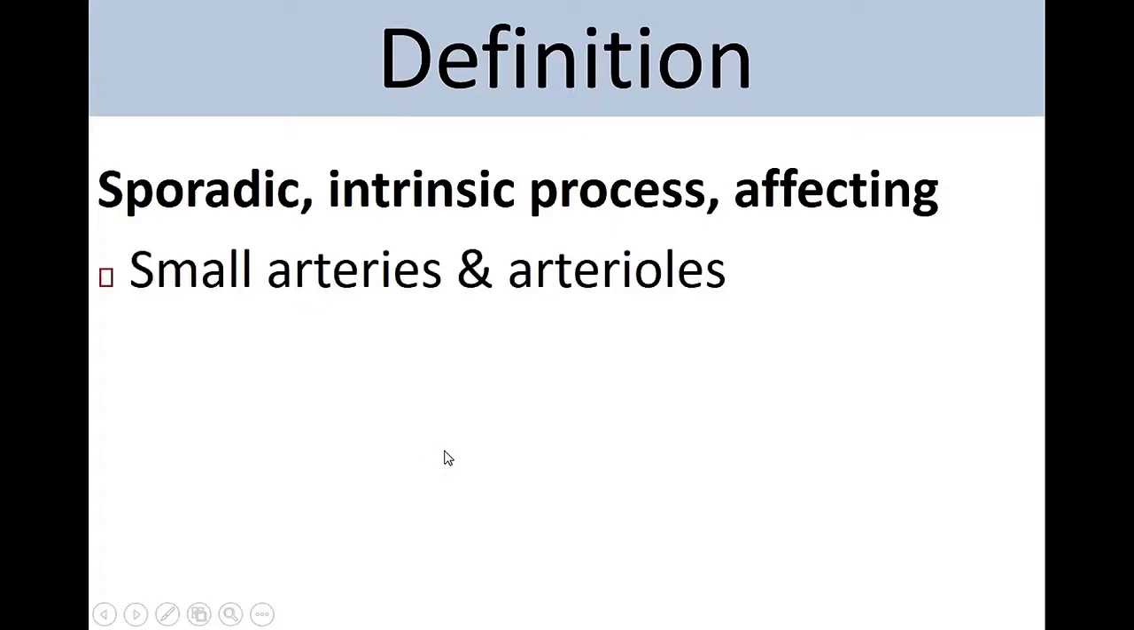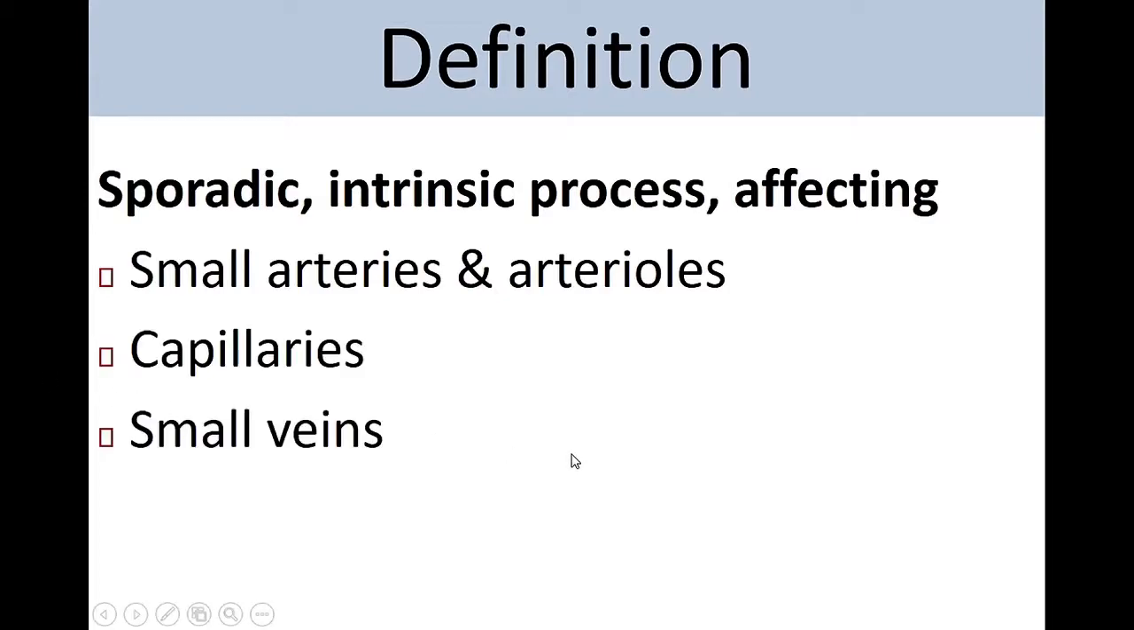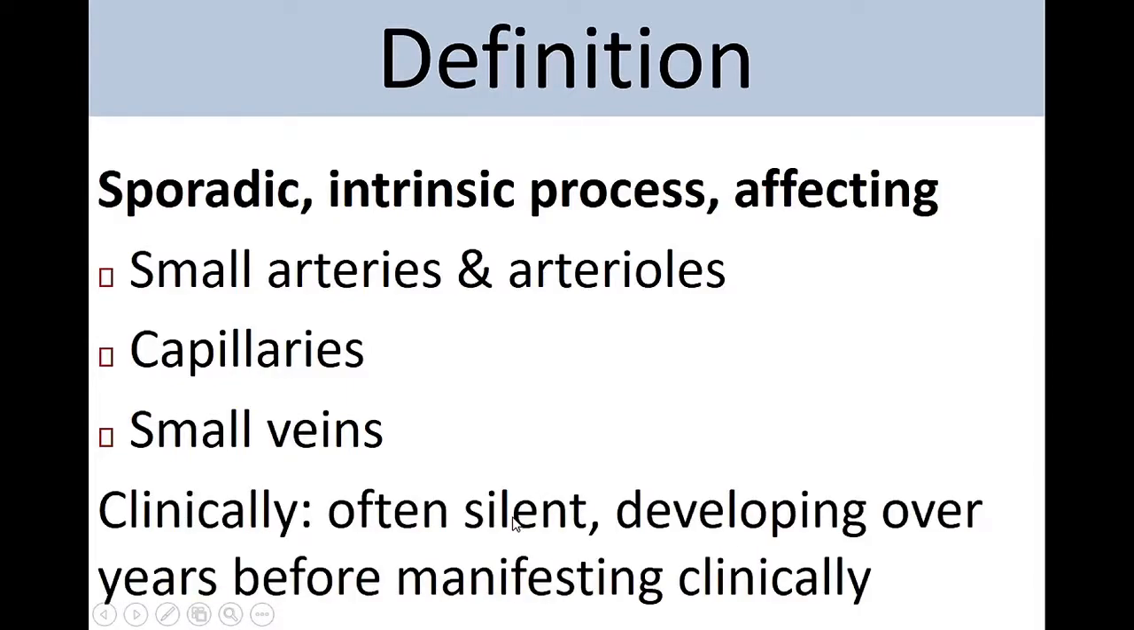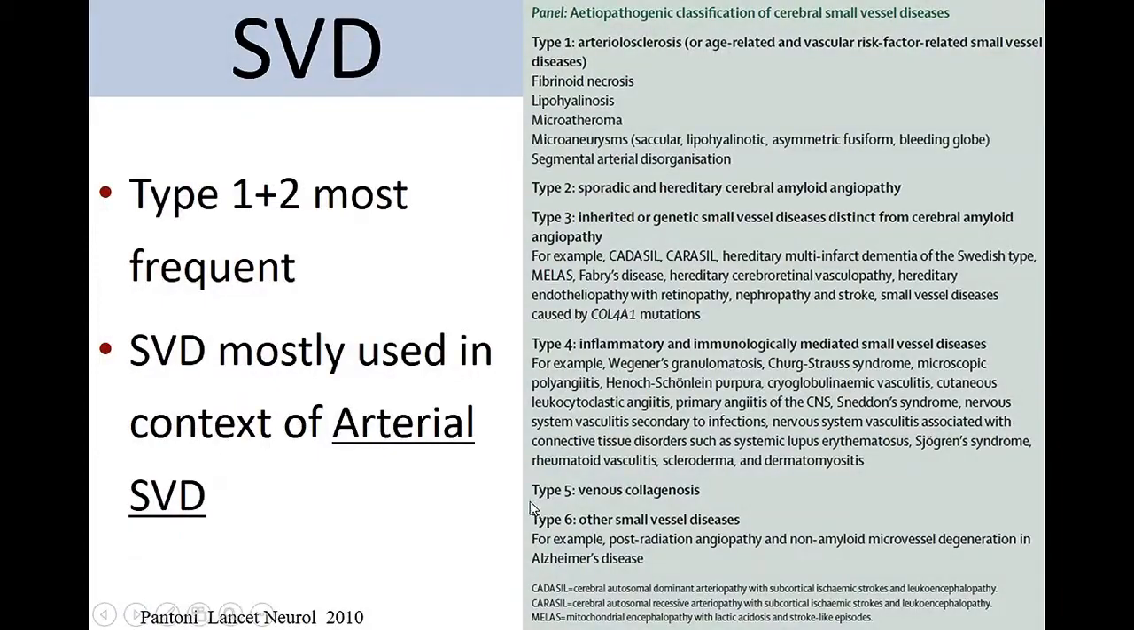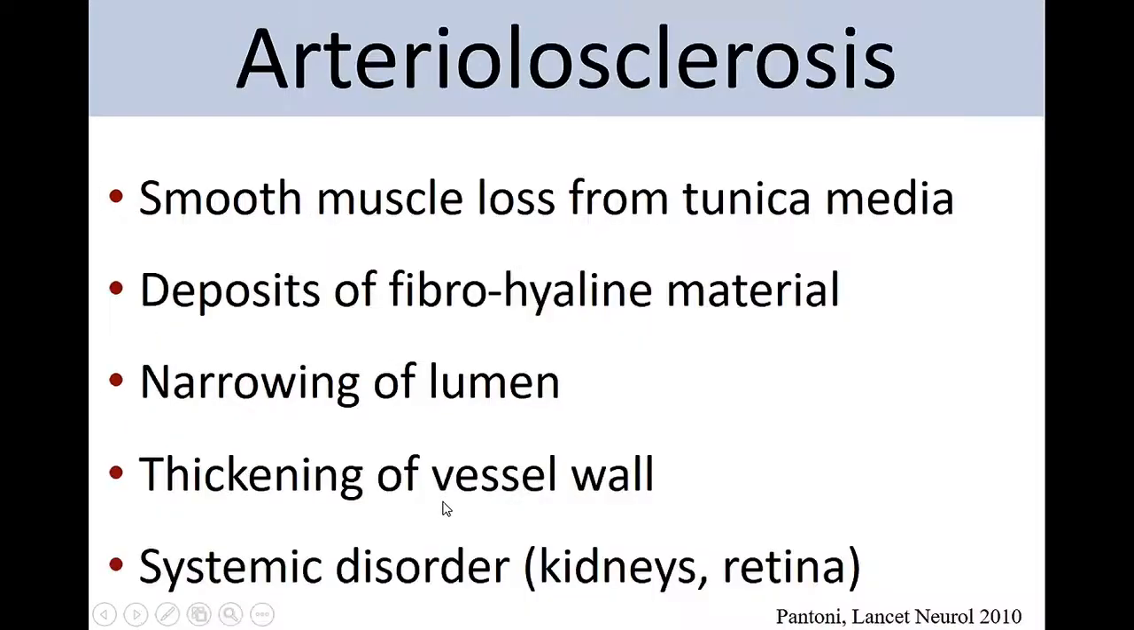So we have a sporadic, intrinsic process of the vessels, which affect the small arteries and the arteriole, the capillaries, small veins, and is clinically often silent in the first stages of the disease, and can develop over years before anything becomes manifest from a clinical point of view. For those who were here yesterday, I mentioned this yesterday, the type 1 and 2 being the most frequent ones, the arteriolosclerosis, which I expanded on yesterday, and the CAA, the cerebral amyloid angiopathy, is the sporadic form, but also the hereditary form, and then we have CADASIL and other forms.